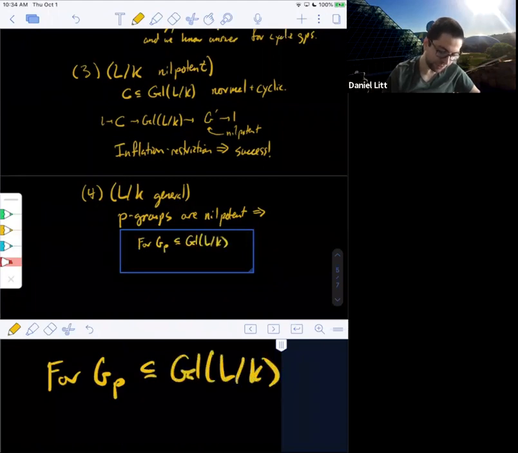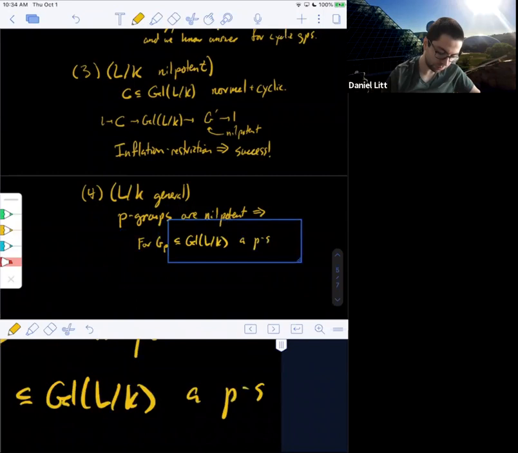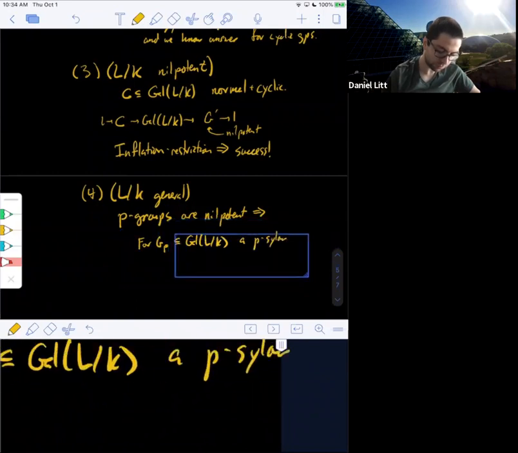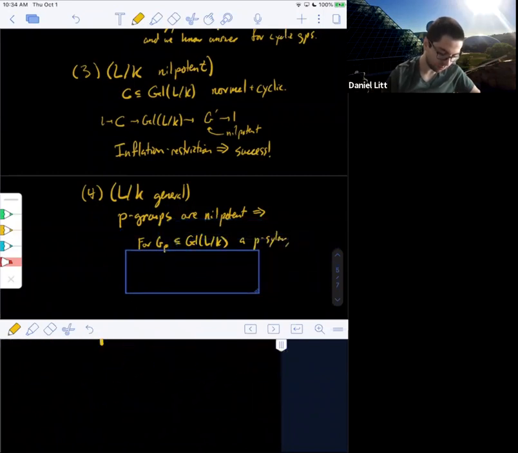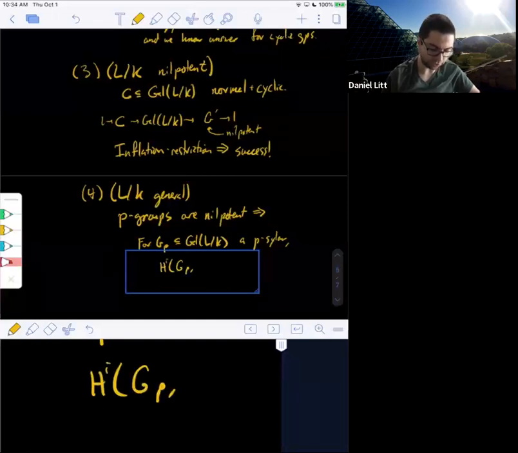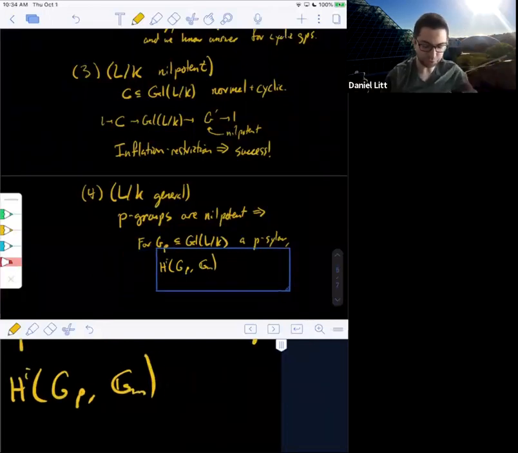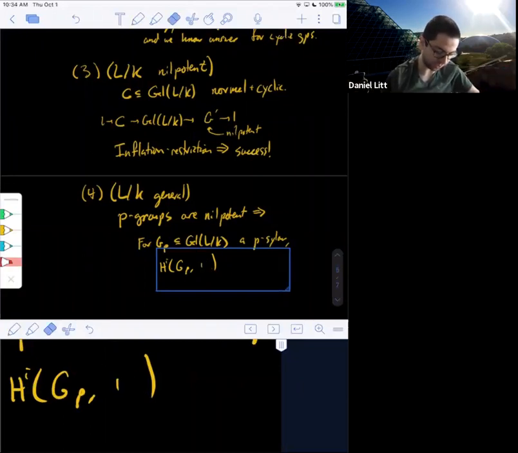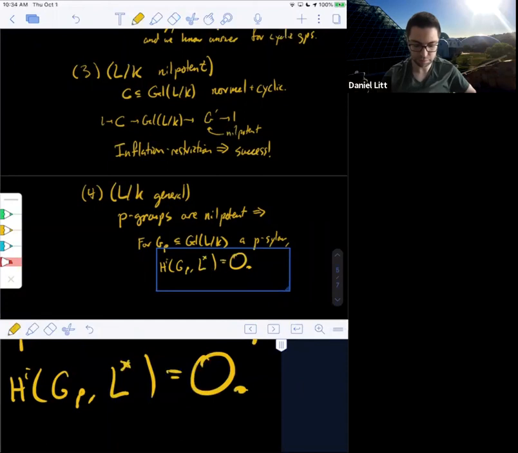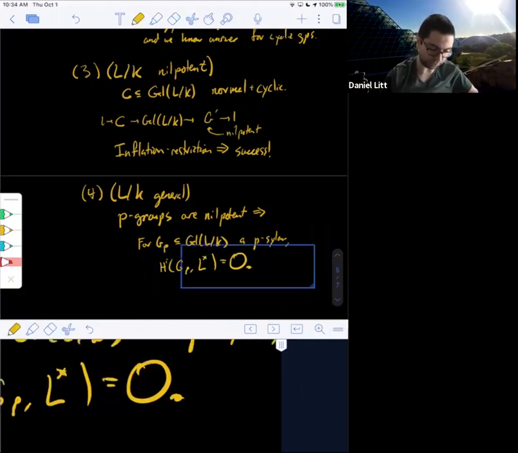Okay, so what this implies is that for G_P inside of the Galois group of L over K, a P-Sylow subgroup, H^i of G_P with coefficients, and I'm just going to write coefficients in G_m, but what I mean is the cohomology with the restriction of these coefficients to G_P. So maybe I'll actually write that. H^i(G_P, L^cross) is 0. So that's by part 3.